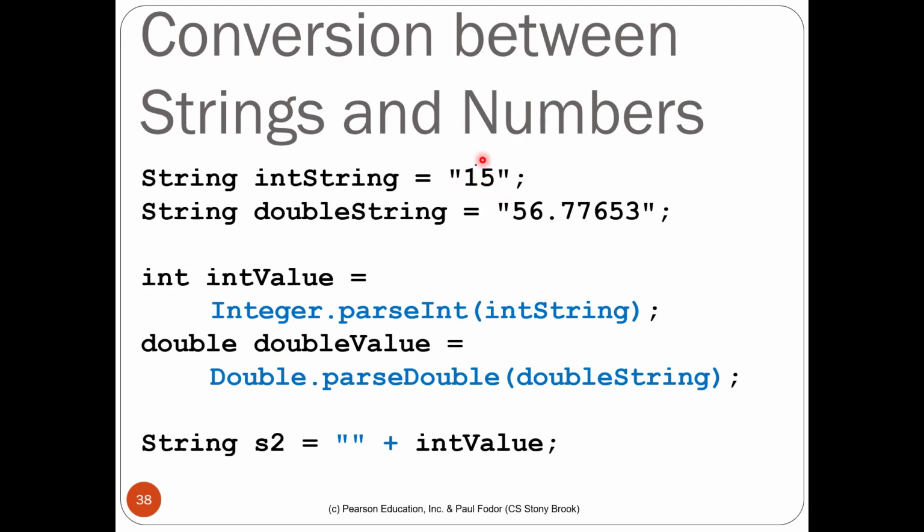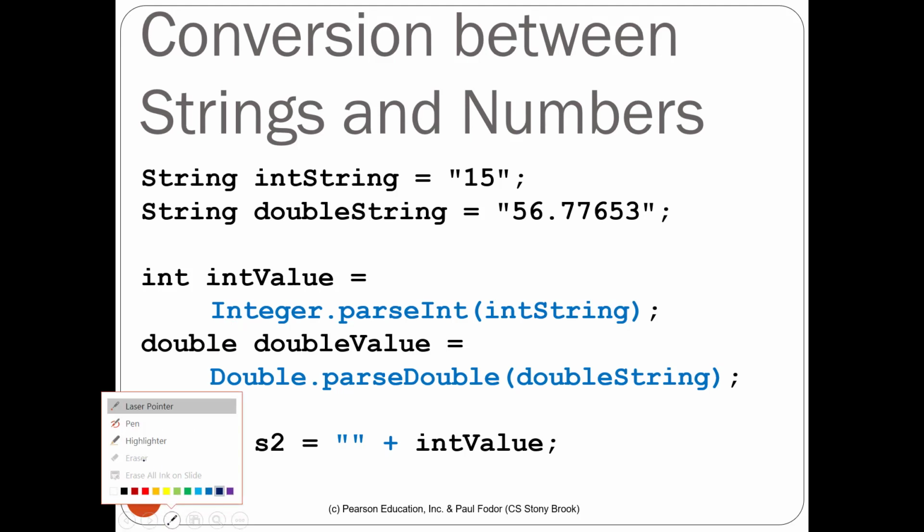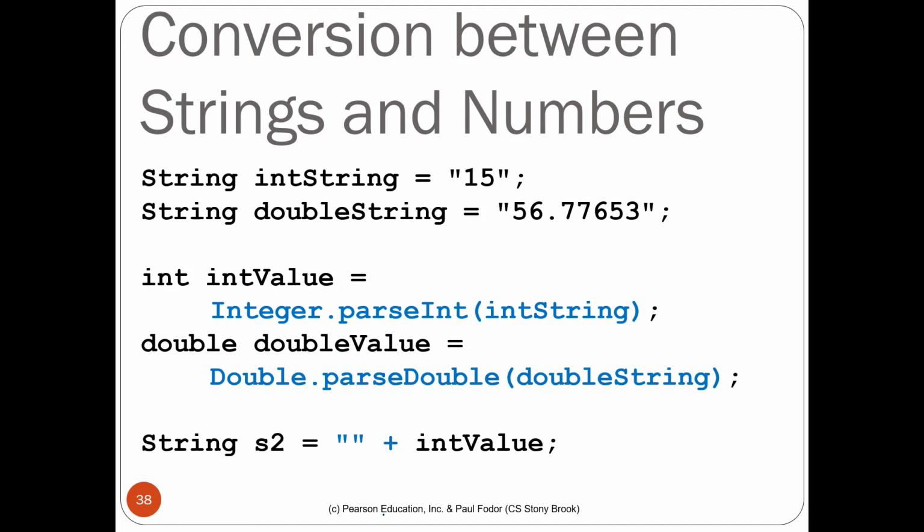If you want to extract 15, the numerical value, from this string, how should we do that? Well, for that we will use the Integer class. This is an interesting thing you will learn for the first time. Now I need to change my pointer to pen. Just give me a second. Okay, fine. So this Integer that you are looking at here is a wrapper class.